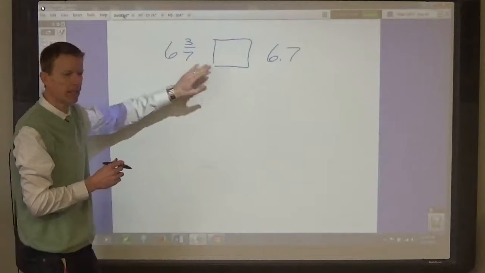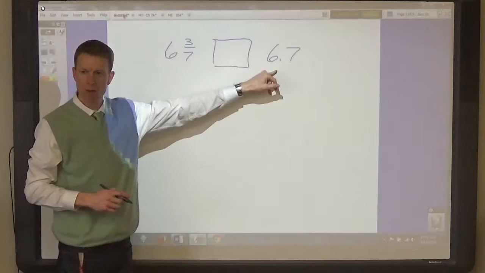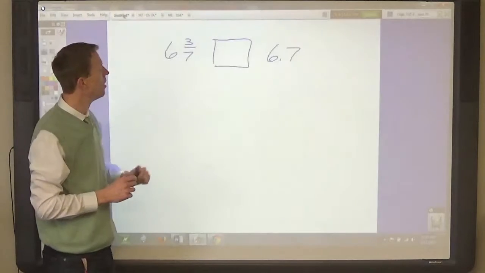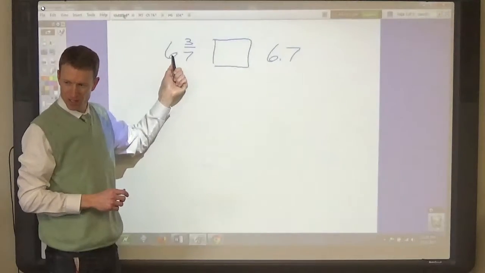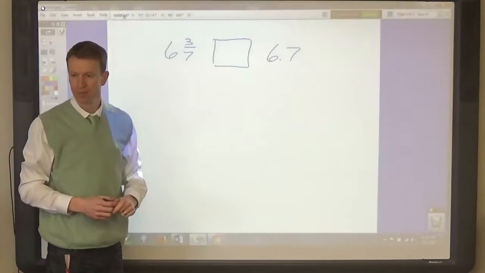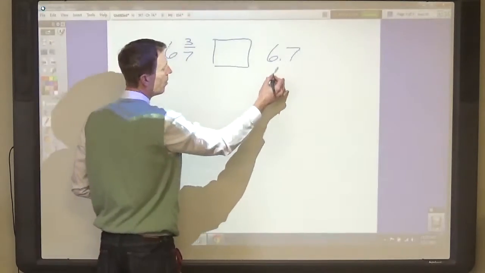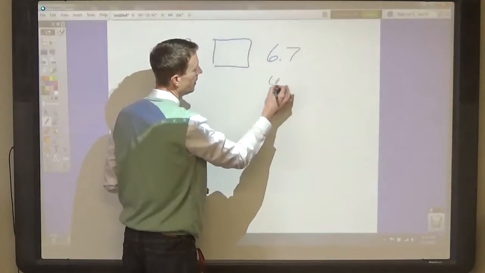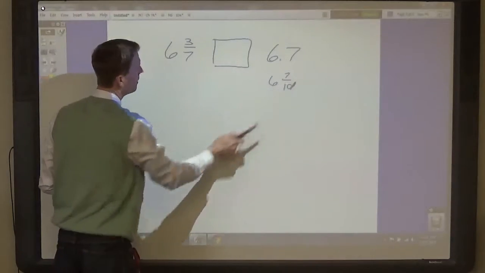So, are these two numbers in the same form? No, one is a mixed number and one is in decimal form. So we have to change one of them. Which one's the easiest to do? Would it be easier to change this to a decimal, where we have to divide the fraction, or write the decimal as a fraction? Probably decimal as a fraction. So let's try that first. How would we write 6.7 as a fraction? 6 and 7 tenths. Yes, 6 and 7 tenths. Now, we have 6 and 3 fourths or 6 and 7 tenths.